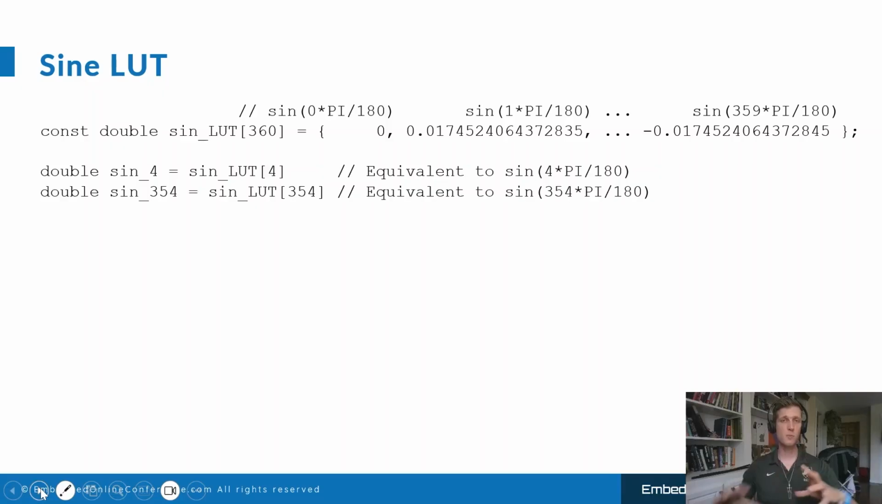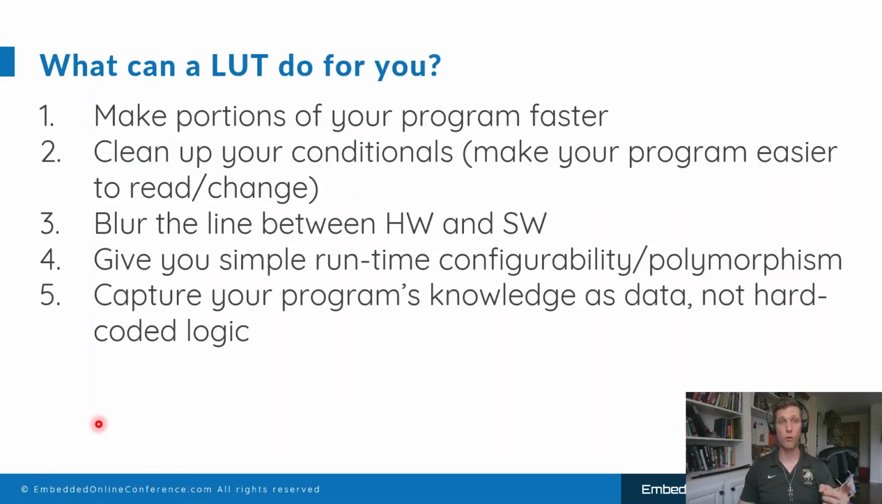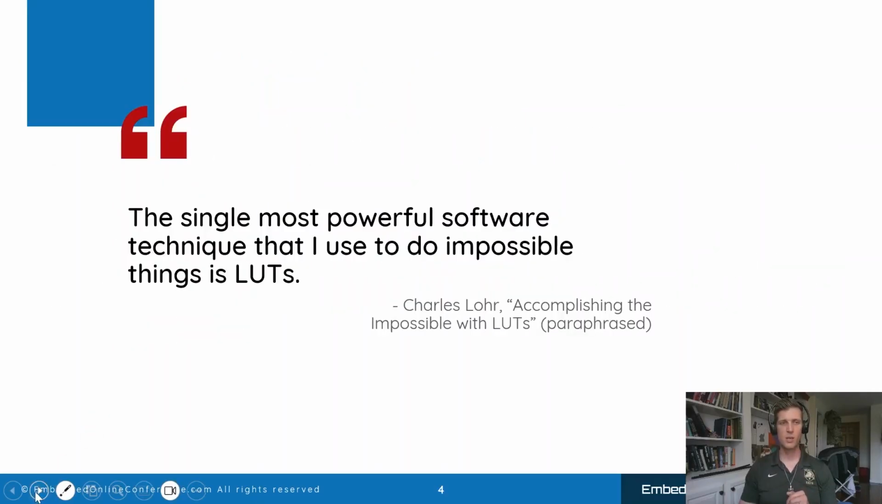But if we expand our idea of what we can do with arrays, we'll see that this idea of a lookup table can do a lot more for us, right? In addition to making our programs faster, it can help us clean up our conditionals, which can make our program easier to read and easier to change. It can actually start to blur the line between hardware and software. It can give us some runtime configurability or even polymorphic behavior. And it can help us capture our program's knowledge as data, not hard-coded logic. We'll see what that means in a sec. That's one of the coolest ones, but we'll get there in just a couple of slides.